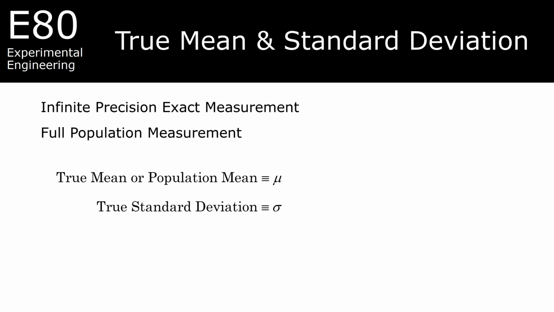Also, if we had the table of infinite precision weights of everyone in Southern California, we could calculate how these values spread or distribute themselves about the true mean. One metric that characterizes the spread of these values is the true standard deviation or the population standard deviation, and is given the symbol sigma. Again, we almost never know the true standard deviation.